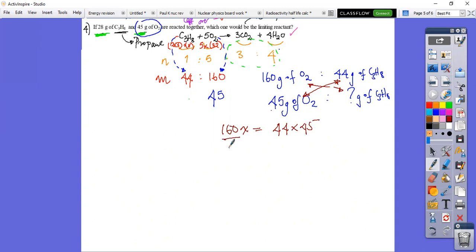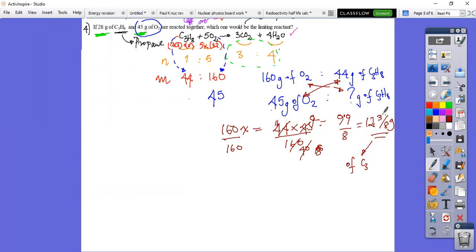Therefore, my x, I divide by 160 on this side and on this side. 44 over 160 reduces to 11 over 40, and 45 over 40 reduces to 9 over 8, so 9 times 11 is 99 over 8, which would be 12 and 3/8 grams. Is that what you get? I'm not using a calculator here. 12 and 3/8 grams of C3H8. So it's 12 and a bit.